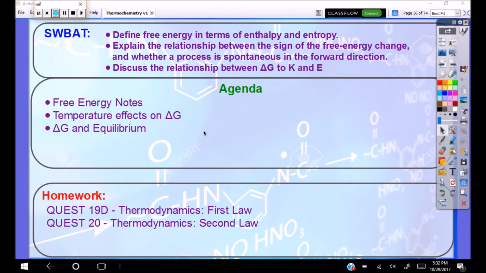So at this point, we've been working on Quest 19D and Quest 20 on the first and second law. Hopefully this clarifies some of the questions there.